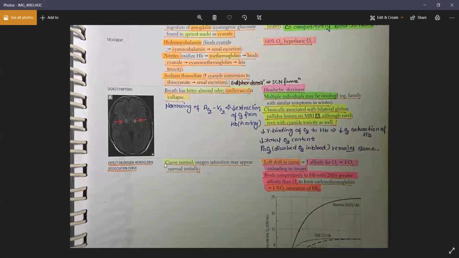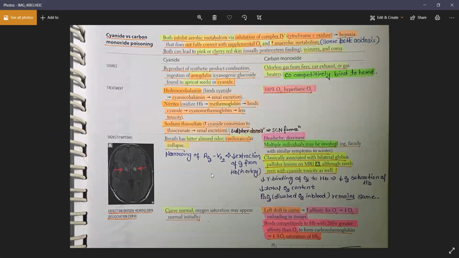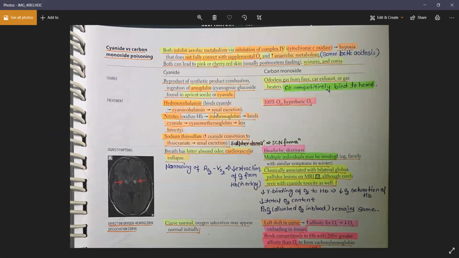The oxygen hemoglobin dissociation curve will be absolutely normal. And the oxygen saturation may even appear normal initially. So no changes in the oxygen saturation. Any doubt on the cyanide poisoning?